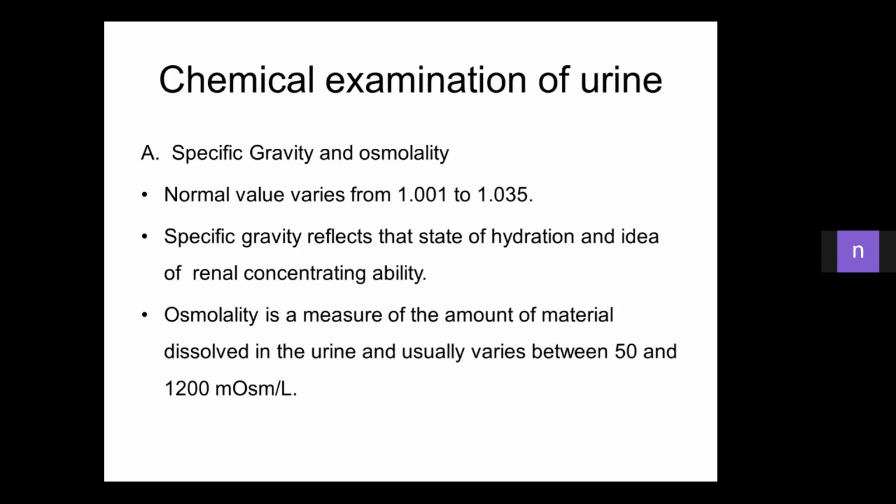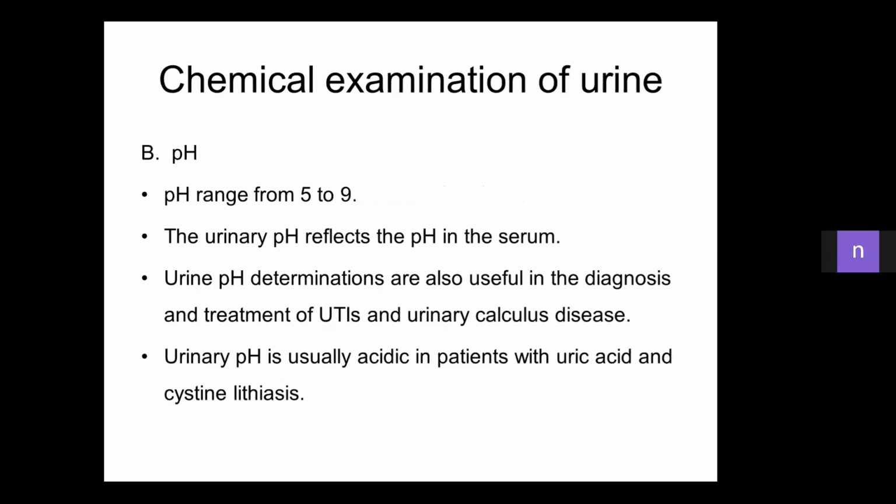And then next is osmolality. It is a measure of the amount of material dissolved in the urine and usually varies between 50 to 1,200 milliosmoles per liter. Next, second part is the pH. The pH ranges from 5 to 9. The urinary pH reflects the pH in the serum. So urine pH determinations are also useful in the diagnosis and treatment of UTIs and urinary calculus disease. And then urinary pH is usually acidic in patients with uric acid and cystine lithiasis.